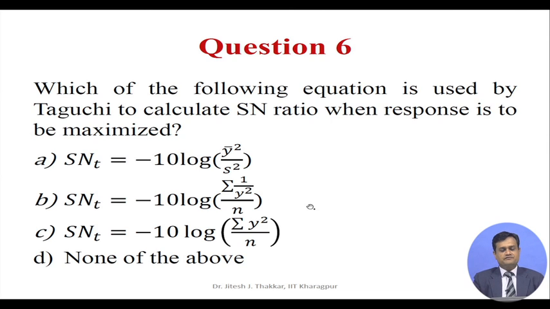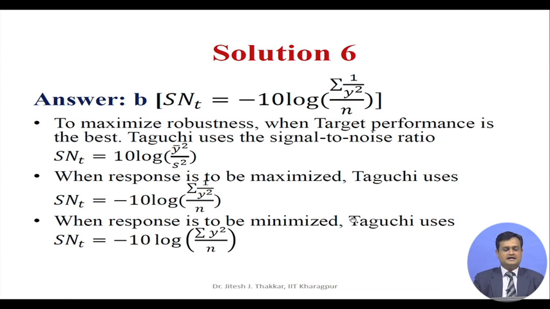Question 6. Which of the following equations is used by Taguchi to calculate the SN ratio, or S by N ratio, when the response is to be maximized? The options are in front of you: A, B, C, and D is none of the above. The correct answer is B.